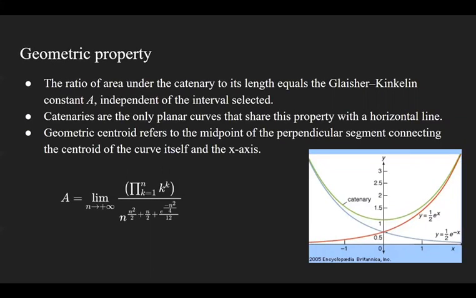Some geometric properties of catenary curves: the ratio of the area under the curve to its length is equal to the Gratier-Klin constant, which, as mentioned before, is a. And that's independent of what interval on the catenary curve you select. Catenaries are the only curves on the plane to share this property with horizontal lines. If you think about that for a few seconds, that might make sense, because lines have the same ratio of area below them to length no matter how far you go, because horizontal lines are always the same height.